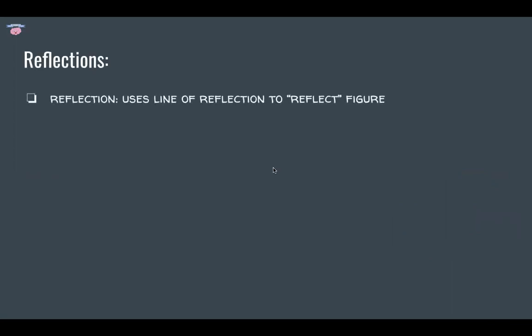Reflection. So reflection uses a line of reflection to reflect the figure. You know, in English class where your teacher tells you to never use the word in its definition, we're basically breaking that law 100 times. First of all, what's the line of reflection? And to reflect a figure, what does reflect mean? Yes, I know this is a bad definition, but it's basically the simplest definition.